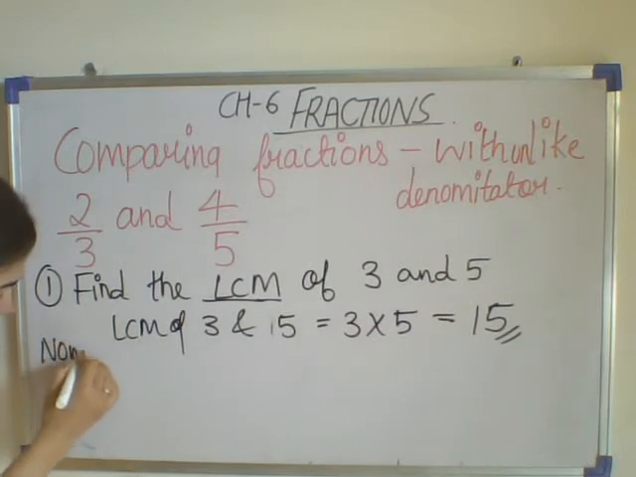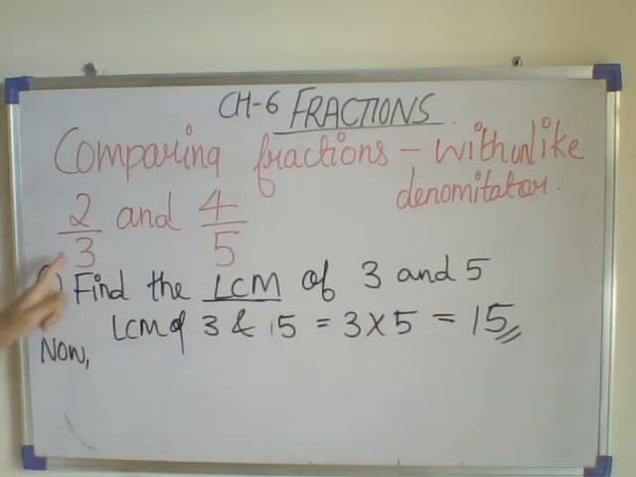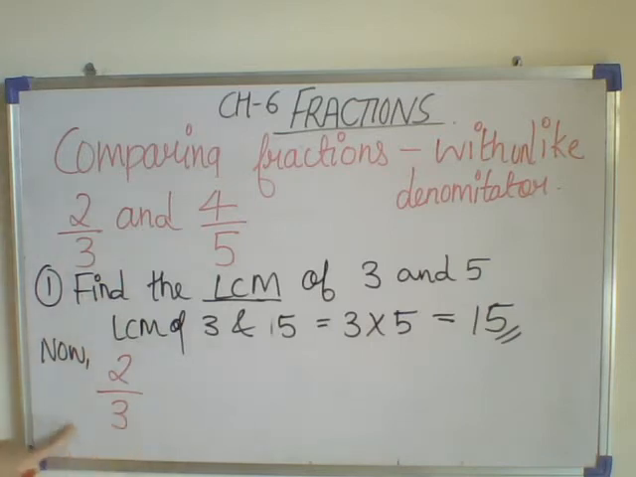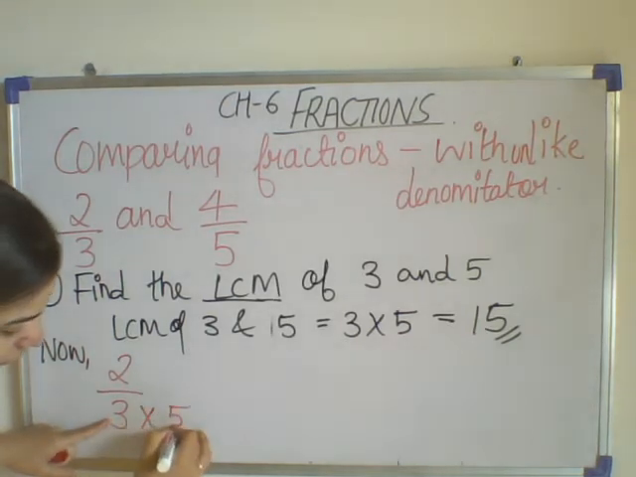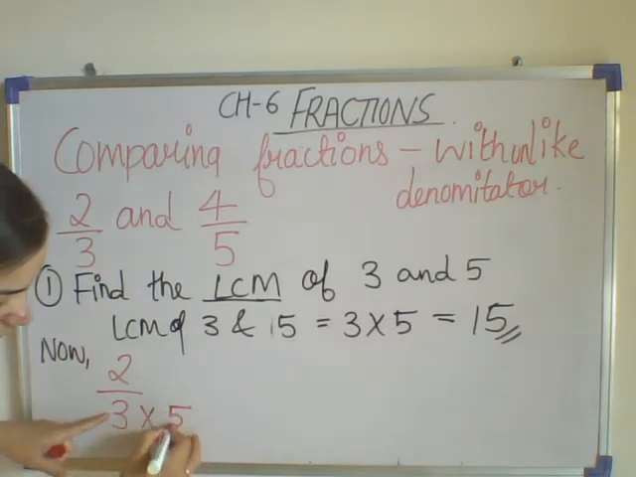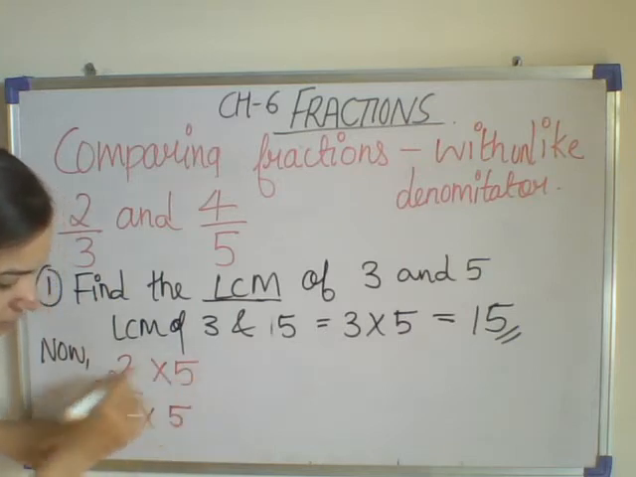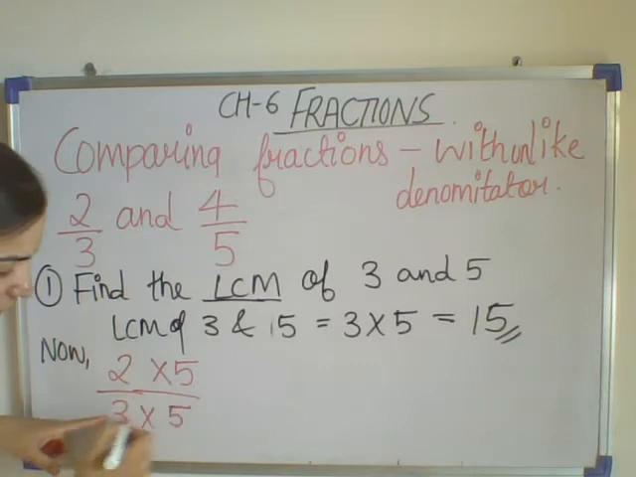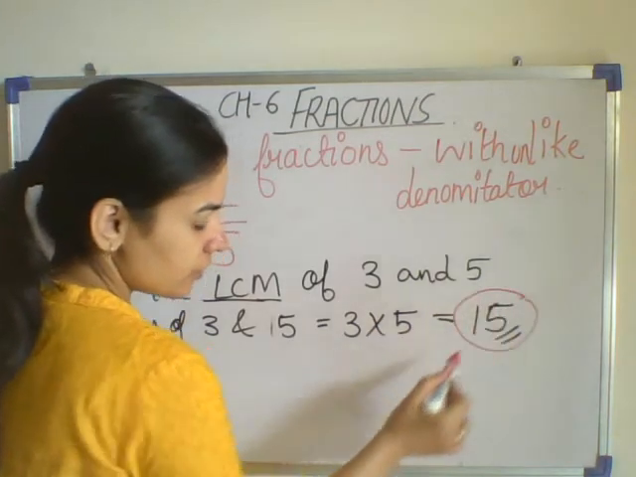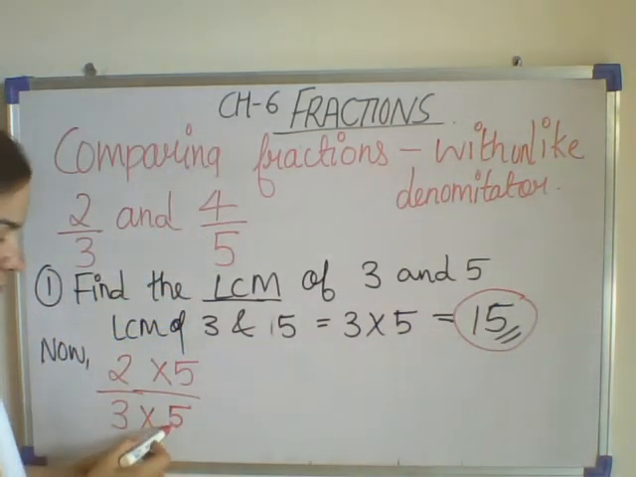Now what will we be doing? You have to convert the denominator into 15. So here it is 2 by 3, and in the denominator 15 should come. So 3 multiplied by 5 is equal to 15. If we multiply the denominator by 5, in the numerator also we have to multiply by 5. Why are we multiplying with 5? Because we have to convert the denominator into 15.